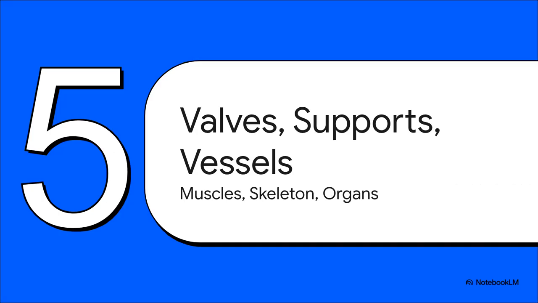Section 5. Valves, supports, and vessels. The muscles, skeleton, and organs. We've seen the overall circulatory system and the map. Now let's zoom in on the physical components themselves, which control flow, support the weight, and process the actual product.